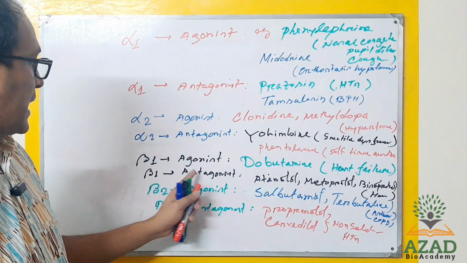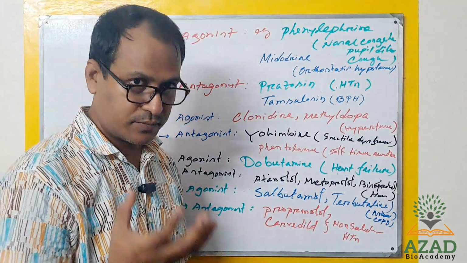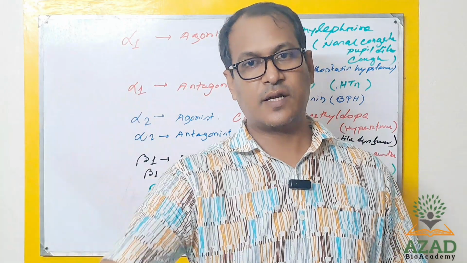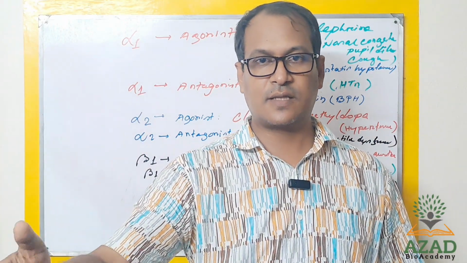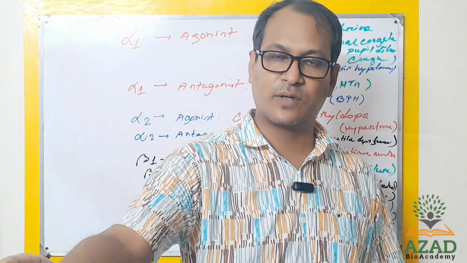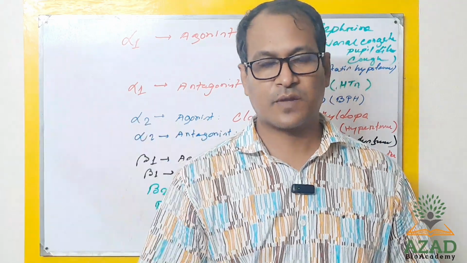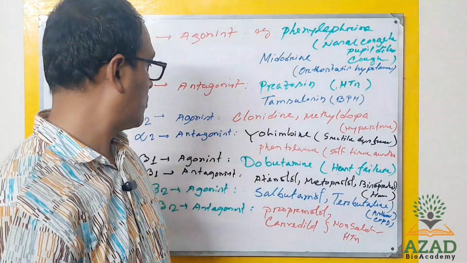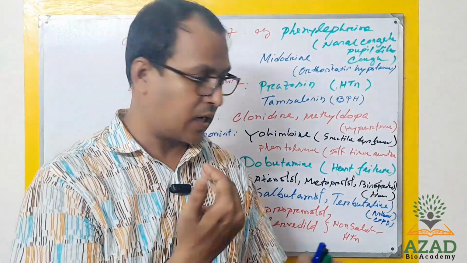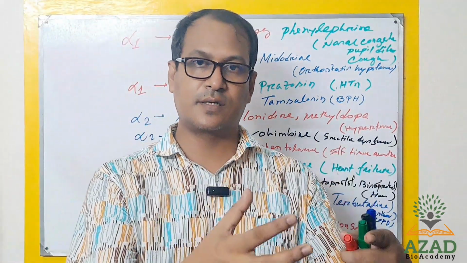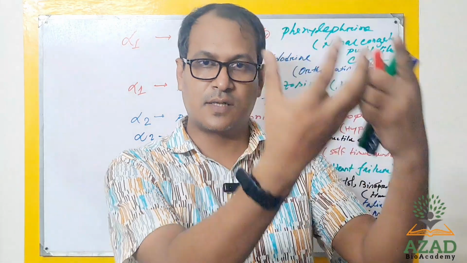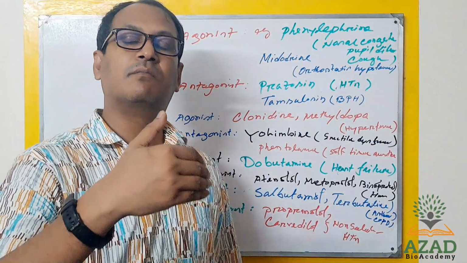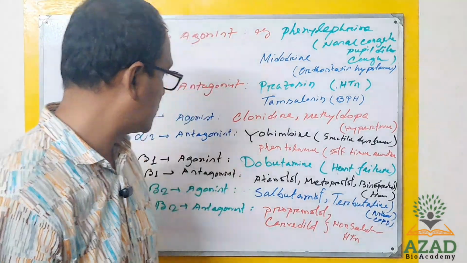Now beta 1 antagonist. So already I said beta 1 is very much rich in your heart, also present in your kidney for renin secretion, that will activate the renin-angiotensin pathway. So that is also the factor for hypertension or your blood pressure elevation, and also in the heart. So it will increase your heart rate, increase your force of contraction, as well as your cardiac output, like that.